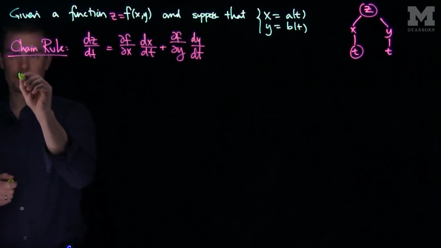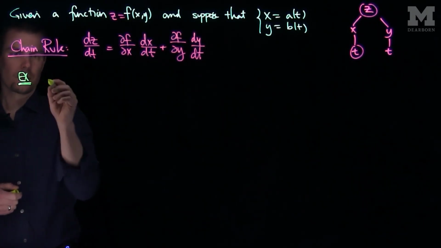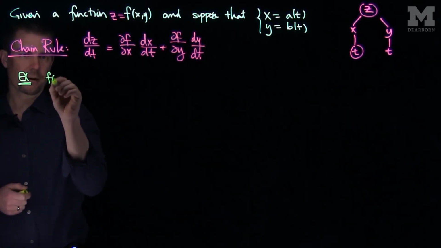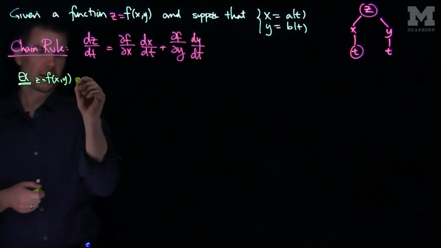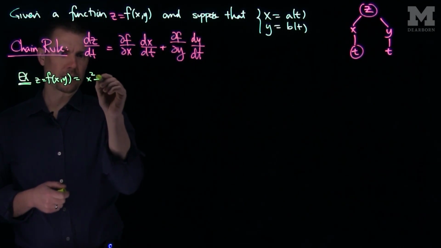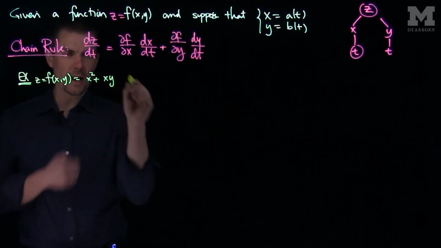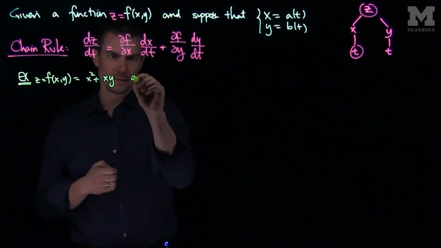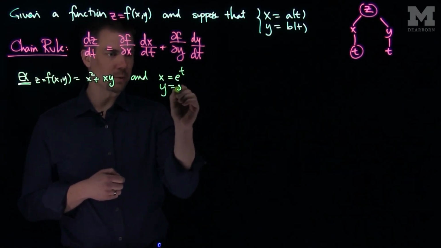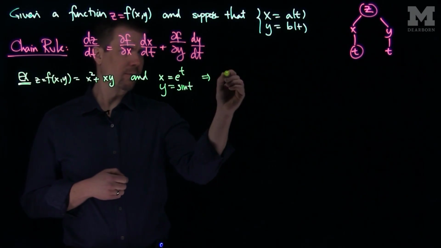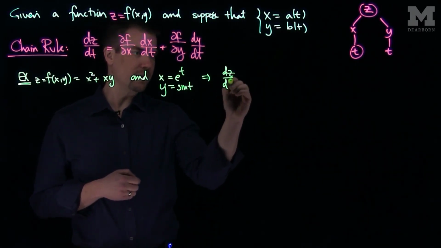If, for example, we had that f of x, y was our variable z, and this was equal to x squared plus x times y, and suppose that x was equal to e to the t and y was equal to sine t. Then from this we can use the chain rule to say what's dz dt?